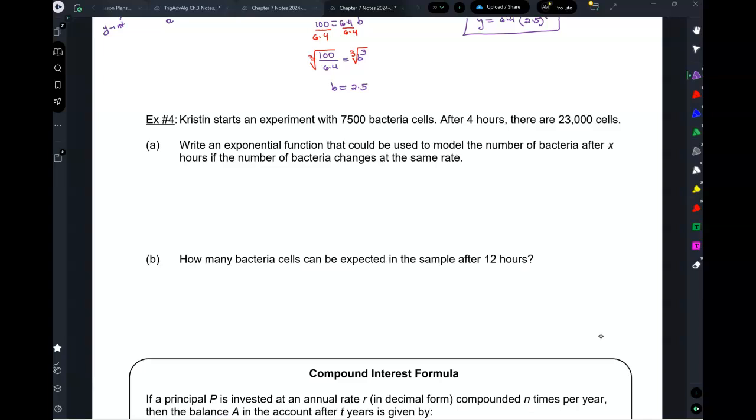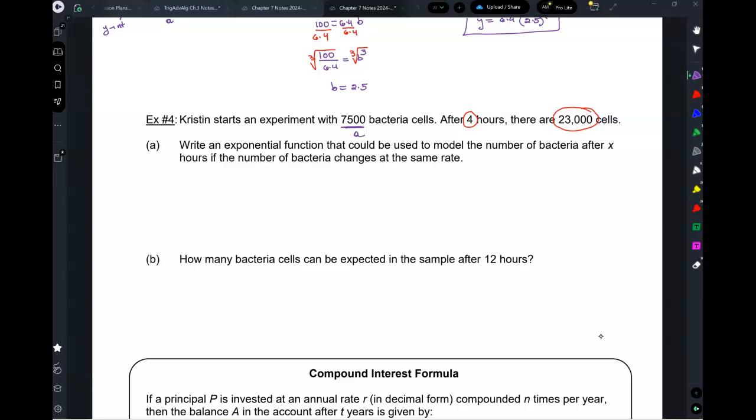So Krista starts an experiment with 7,500 bacteria cells. After 4 hours, there are 23,000 cells. All right, so do you see how here we have an initial amount? That's your A. And then after 4 hours, you have 23,000 cells. So let's see if we can write coordinates for this.